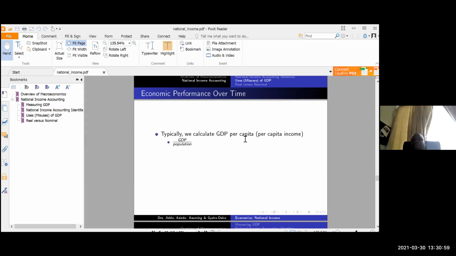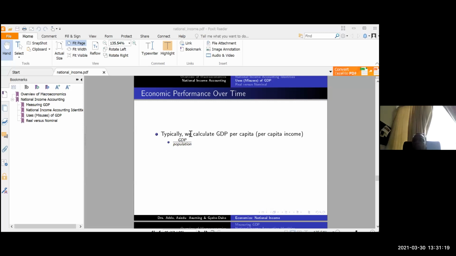Okay, certain economic activities are not counted. Prostitution in some countries is counted. The Netherlands and a lot of European countries, they count that. In Ghana, it's illegal, so you cannot count these things. So it's very important. You can't count them. A lot of the informal activities are also not counted.